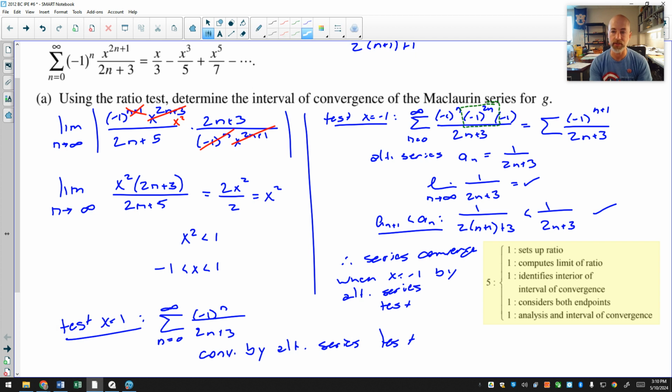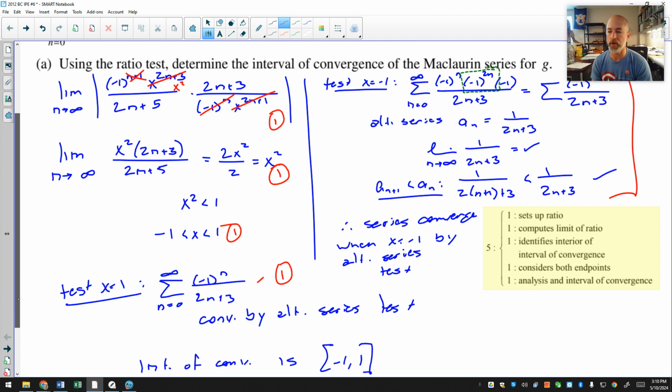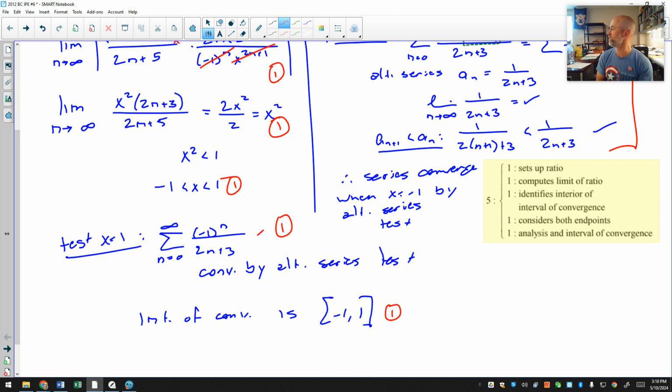I was just nice to you and I didn't take off if you did that, but a lot of you are leaving out that negative 1. It is part of the series. Put it in there. So 1 point for setting up the ratio, 1 point for computing the limit. I'll be getting to this x squared right here. 1 point for identifying the interior interval. So if you got to this spot, this is 1 point. So we have 1 point here, 1 point here, 1 point for the interior interval of convergence. And then you get 1 point for considering both endpoints. So just considering the endpoints here and here, that's 1 point. And then finally getting the correct analysis and getting the interval of convergence is your 5th point.